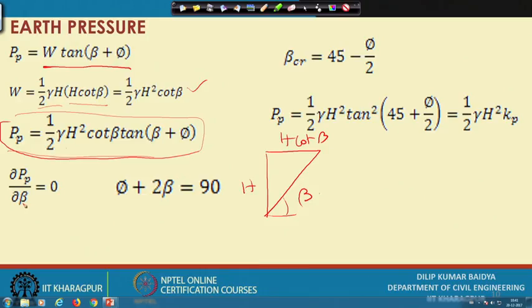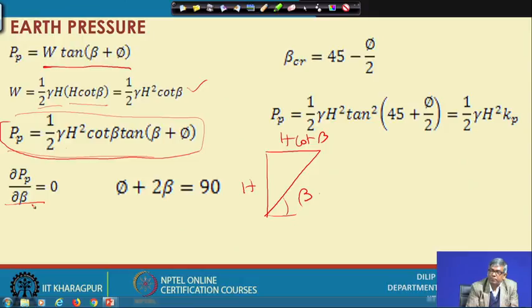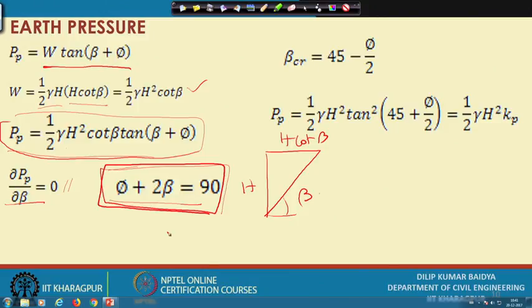So, similar to whatever we have done in the previous case, del Pp by del beta, that means you differentiate this with respect to beta and set it to 0, that means we are optimizing it. After doing this and several substitutions, modifications and simplifications, where terms that cannot be 0 are eliminated, finally you will get a relationship between phi and beta like this. Like we got the phi and beta relationship there, here also you have got a relationship between phi and beta like this.